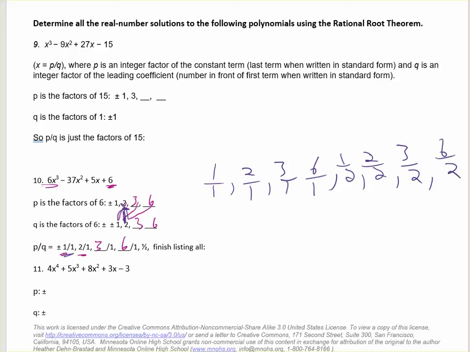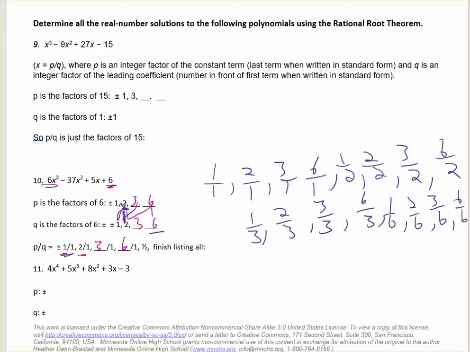Then I have to do them all over 3: 1 over 3, 2 over 3, 3 over 3, 6 over 3. And then I do them all over 6: 1 over 6, 2 over 6, 3 over 6, and 6 over 6. Now if I simplify these fractions, there's going to be duplicates.